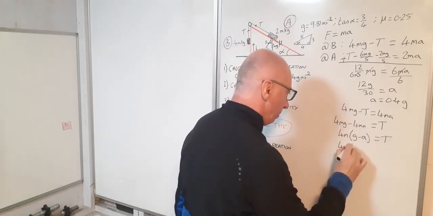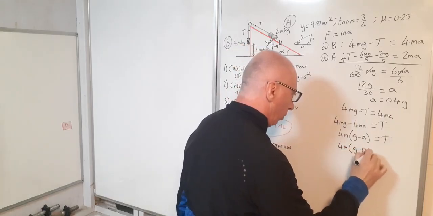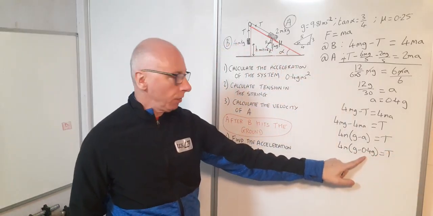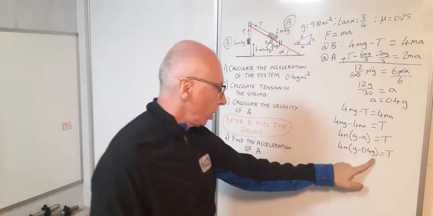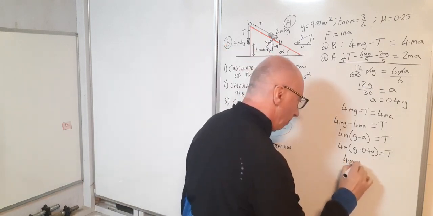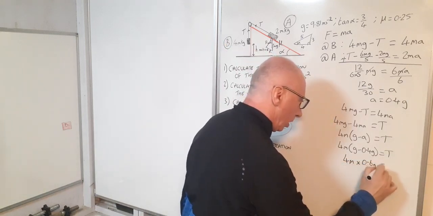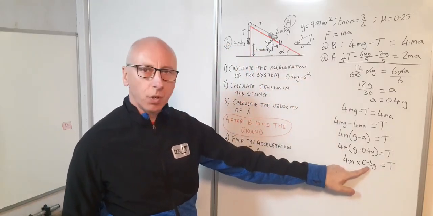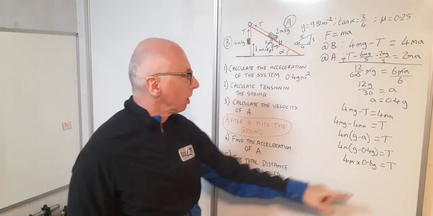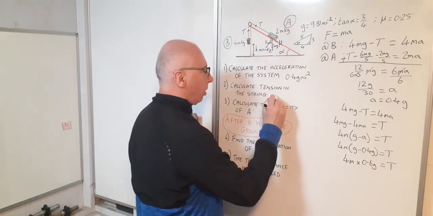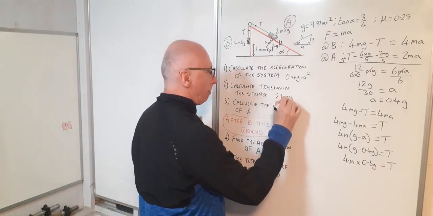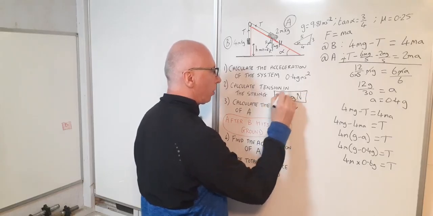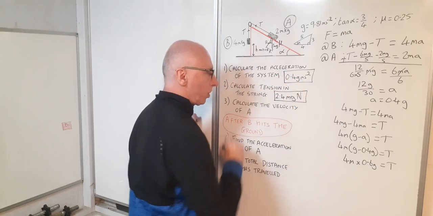So I've got 4m(g minus 0.4 g) equals t. Well, I've got 1g minus 0.4 g, so now I've got 0.6 g. So 4m times 0.6 g equals t. Well, I can just do now 4 times 0.6 is 2.4, and I've got an m and a g. So t equals 2.4 mg newtons. So that's my first two bits from my forces.